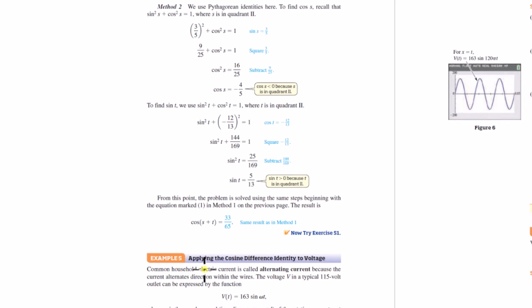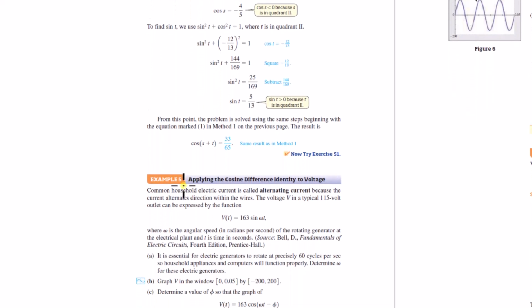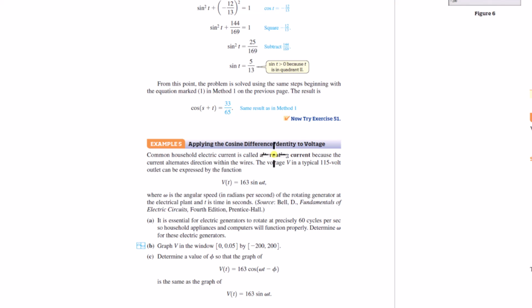All right, so now here's a real life application. It says applying the cosine difference identity to voltage. Common household electric current is called alternating current because the current alternates direction within the wires. The voltage V in a typical 115 volt outlet can be expressed by the function: the voltage with respect to time is 163 sine omega t. Direct current is a constant voltage, but alternating current, if you hooked it up to a voltmeter, is a sinusoid.